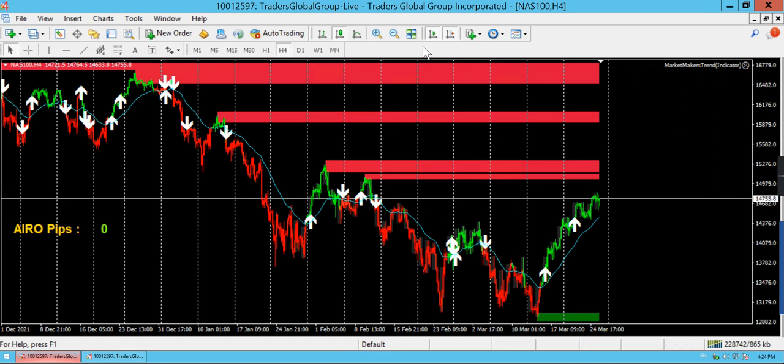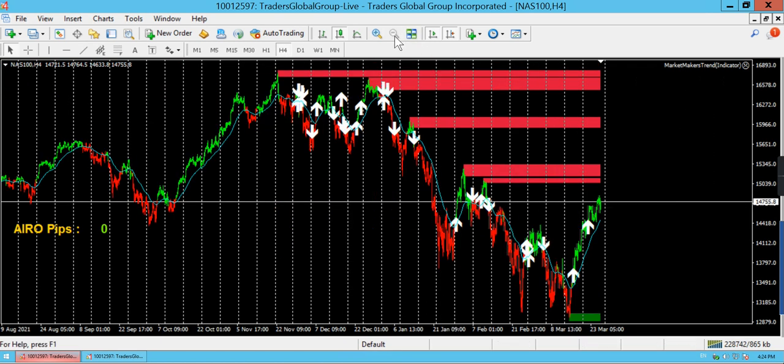So here's the H4. Now on the H4 you can clearly see that it's been in a downtrend, right? And then we just pushed up. So is this push up a retracement of this downtrend, or is it restarting the uptrend that it was originally on, as you saw on the daily time frame? Don't know.